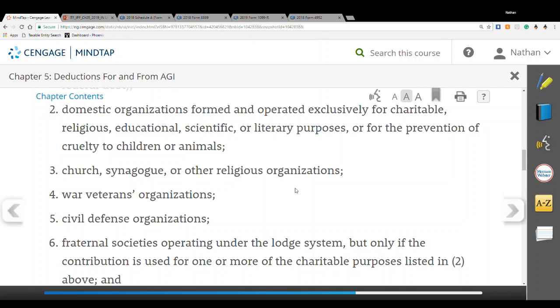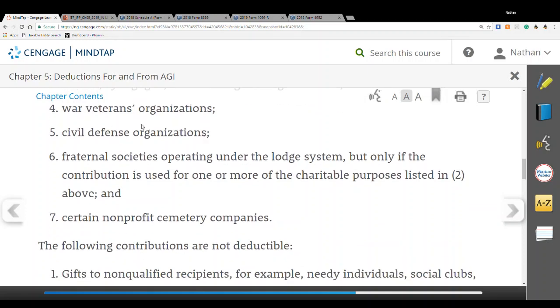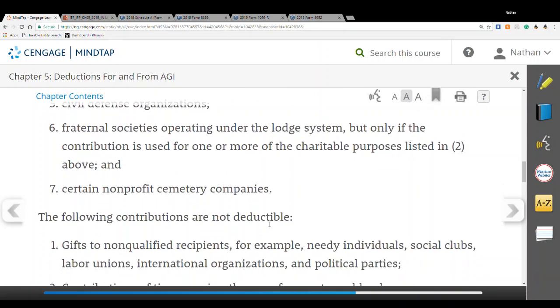And yes, putting money in the little donation bucket, as long as you can kind of guess how much you put in, you can deduct, even if you don't have a receipt. Okay, war veterans organizations, civil defense organizations, fraternal societies operating under the lodge system, okay, can take it, but only if the contribution is used for one or more of the charitable purposes listed above, so up here. Okay, certain nonprofit cemeteries.